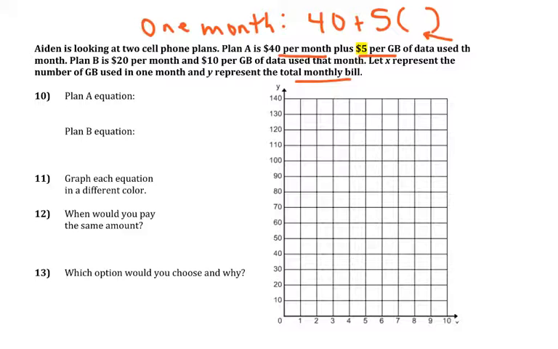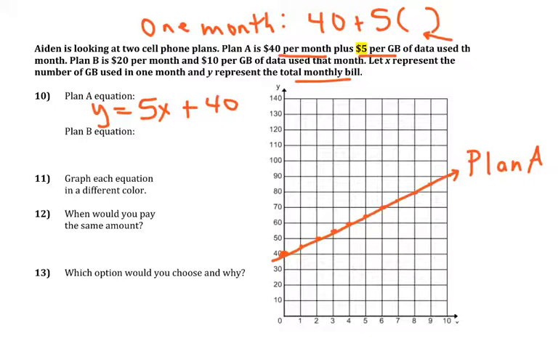So plan A's equation, how much does he pay in 1 month? Y is equal to 5 times X, that's what he's going to pay for data, plus the $40 fee. And then you can graph that line. You're going to start at 40, so if he uses no data, he still has to pay $40 for the phone. If he uses 1 gigabyte of data, it's going to go up $5. 2 gigabytes will go up $10. And so this actually looks the same as the previous question with the jobs. So it's going to go like that. And so that's Aiden's plan, plan A.